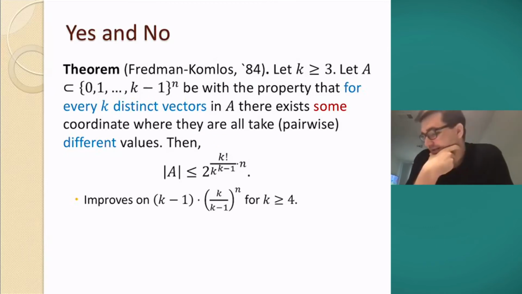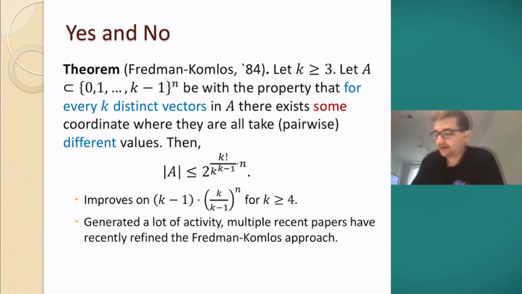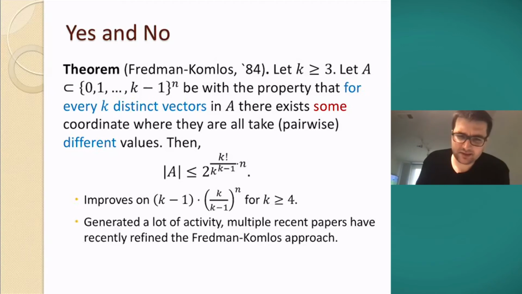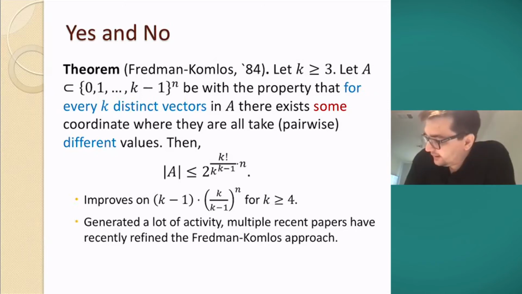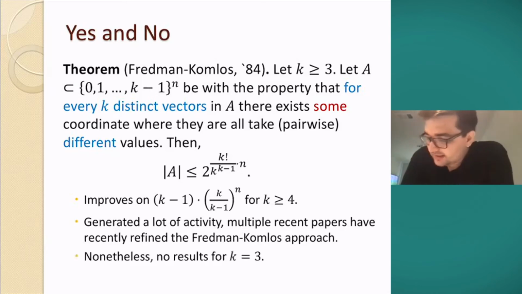And this generated quite a bit of activity. In fact, there have been multiple papers trying to refine this Fredman and Komlós approach. It's a really nice probabilistic argument. And nowadays, I believe it has been improved everywhere for all K at least 4. But there are no results for K equals 3. Their theorem still goes through, but if you plug in K equals 3, the function that you get is just going to be worse than 1.5 to the n.